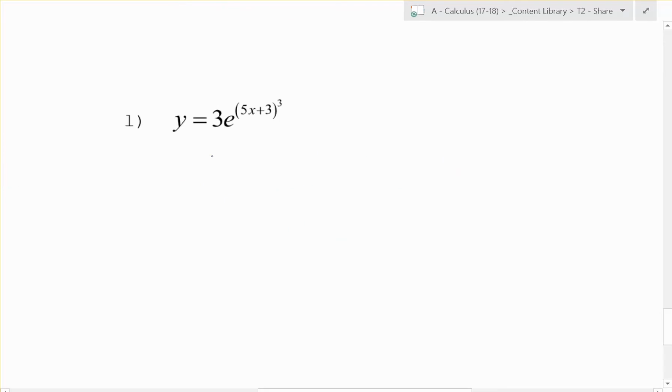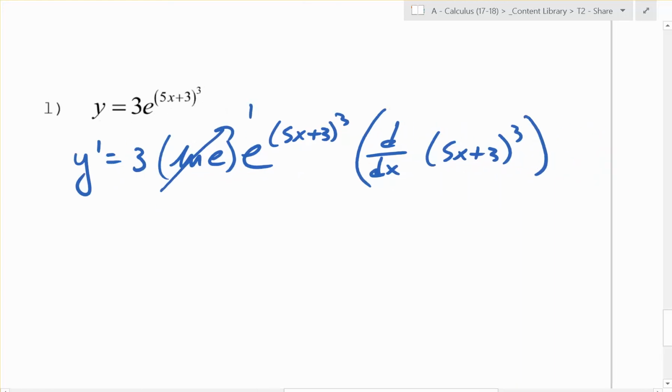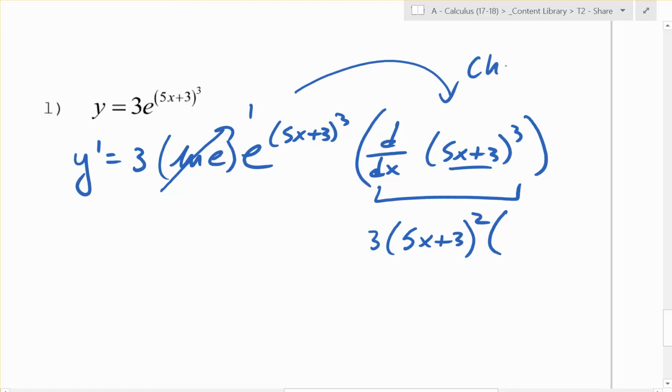And here, this 3 is just going to be along for the ride. So it's going to be 3 times ln e times e to the 5x plus 3 cubed. But then we have to multiply by, because of the chain rule, the derivative of 5x plus 3 cubed. Again, this is just 1. I'm doing it for completeness there. So we still have to do this derivative, and that derivative is going to be 3, drop the 3 to the front, 5x plus 3 squared, and we multiply by the derivative of the inside. So this is because of the chain rule.